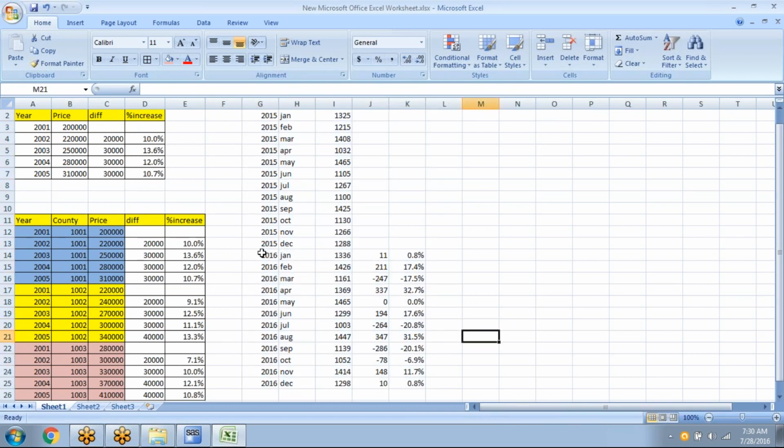In 2016 Jan month, let's say the sale was $1,336. And in the previous year, let's say this is profit or sales, it can be anything, it was $1,325. So now if I ask you what is the percentage increase in the month of Jan in 2016 when compared to the previous year 2015 Jan, you have to calculate all those things, right?